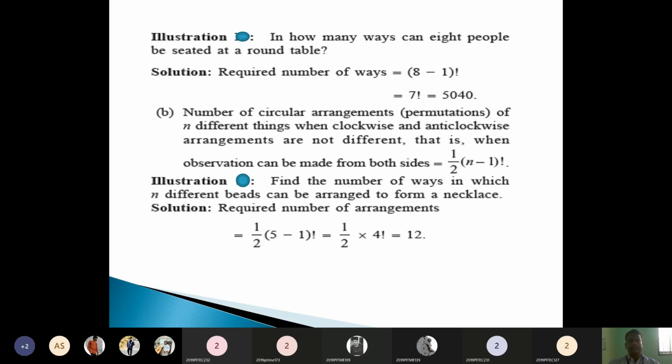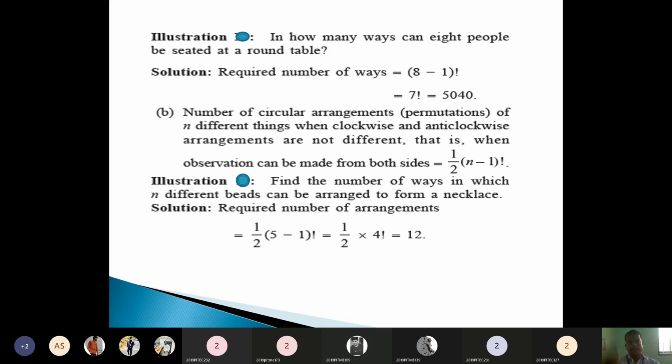In how many ways can 8 people be seated at a round table? So we are going to see that direct circular permutation problem. 8 persons are there. In the circular table, how many different ways can they be seated? That is nothing but n minus 1 factorial ways they can be arranged. That is 8 minus 1 factorial. So there are 7 factorial ways they can be arranged. That is 7 into 6 into 5 into 4 into 2 into 1.